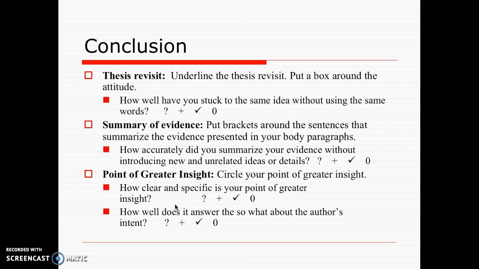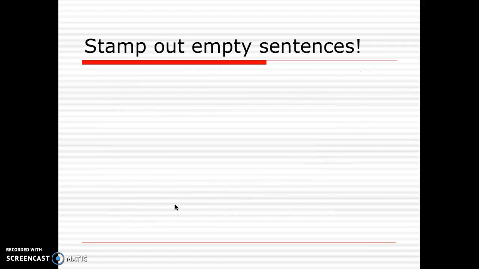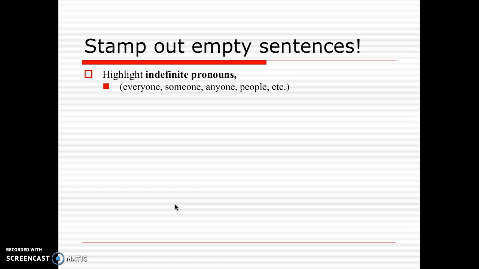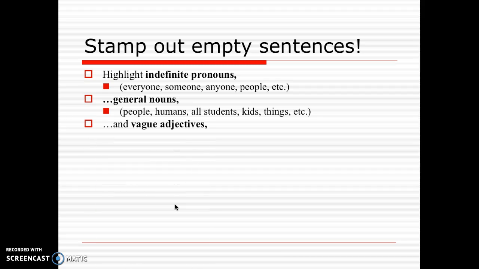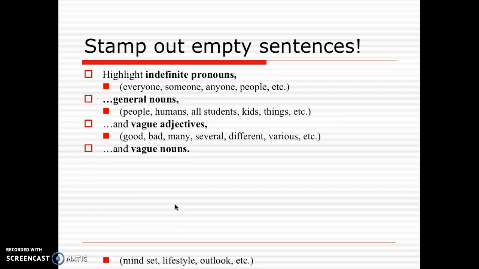Okay, as soon as you're finished with the conclusion, there are just a few other things that you want to look at with regard to your essay as a whole. The big thing is to stamp out those empty sentences that really don't say anything and don't really seem to go anywhere. So for example, you want to make sure that you're highlighting indefinite pronouns. That's like everyone, someone, anyone, people, and so on. General nouns like people, humans, all students, kids, things, etc. Vague adjectives, good, bad, many, you know, that's one of my favorite words to get out of your essays. And vague nouns like mindset, lifestyle, outlook.